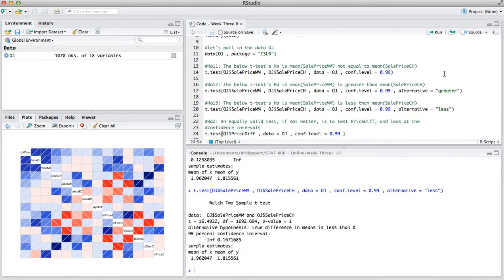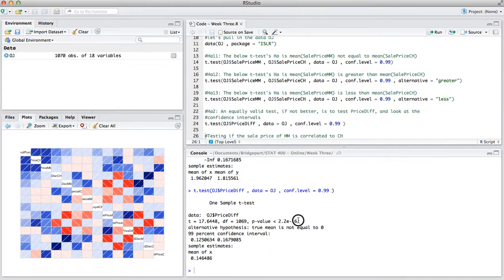Let me run this, and it's just testing Minute Maid minus Citrus Hill, but this variable here is at the store level. So that's why I like this a little bit better. At the time of purchase, people had Citrus Hill or Minute Maid to buy, but Minute Maid minus Citrus Hill at that store gives us this value here. So let's run this.